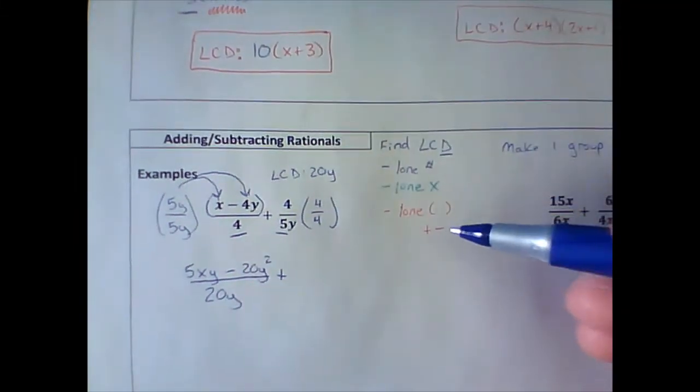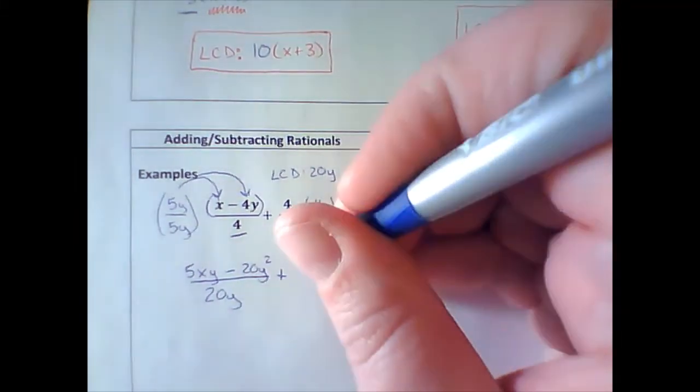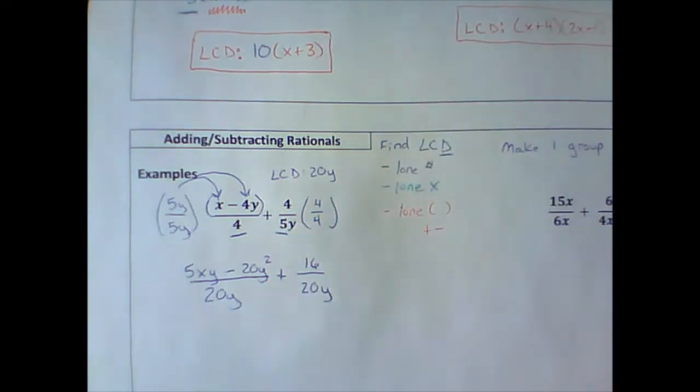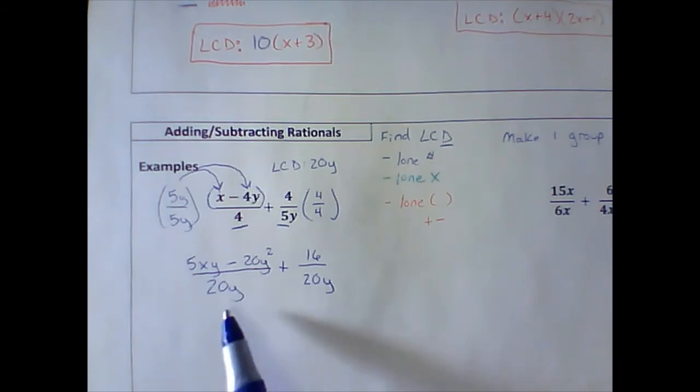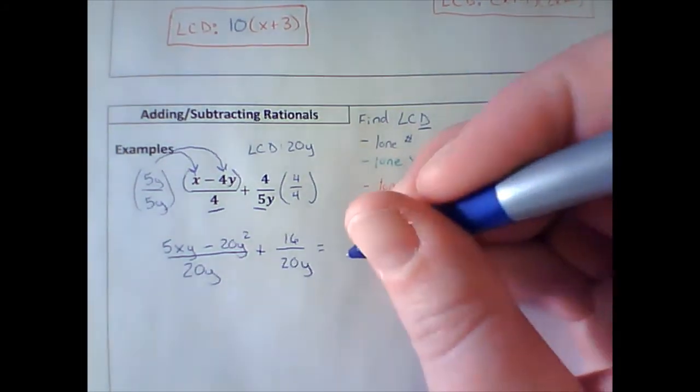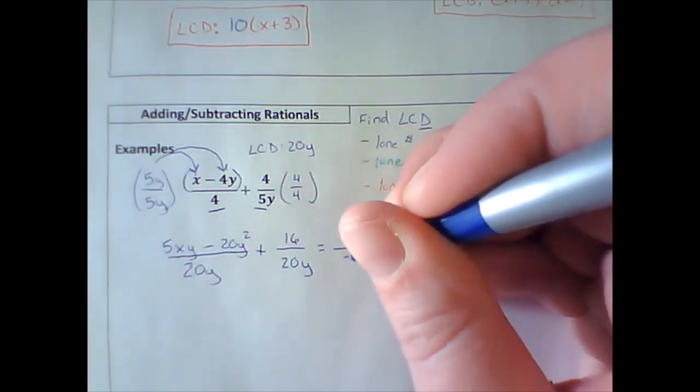Okay, there's that addition sign. And now let's consolidate that, see what we get. We should have 16 over 20y. And now we have matching denominators. So the least common denominator provides us a match that both fractions can reach.